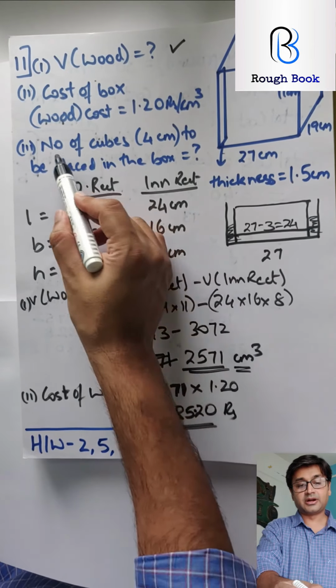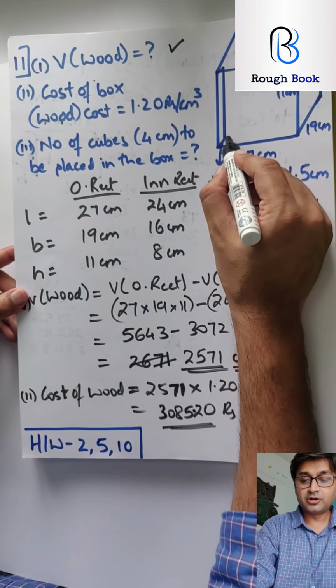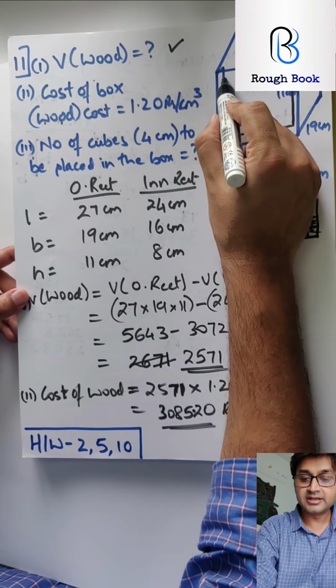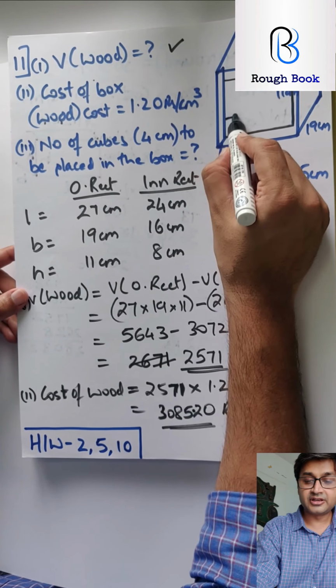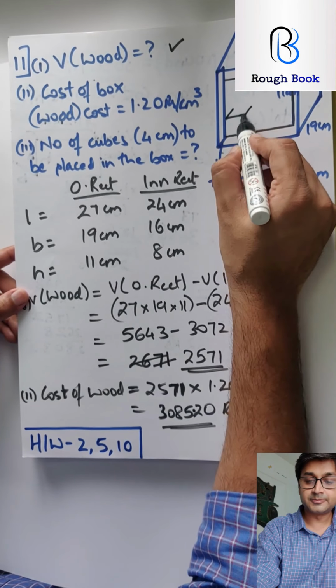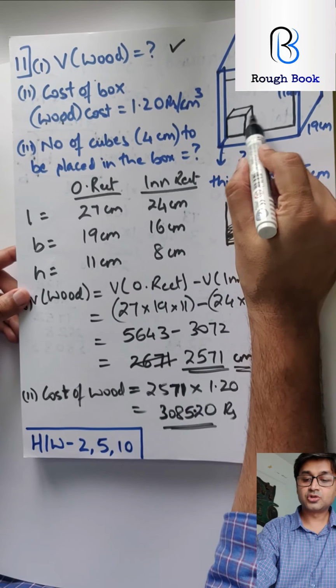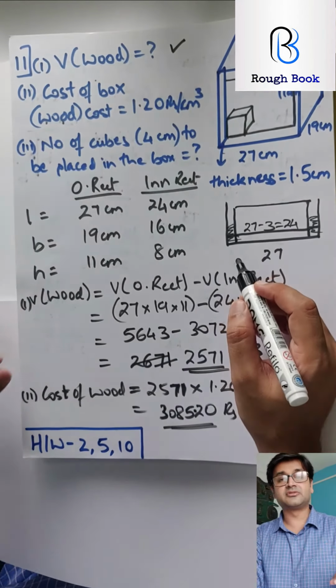Yeah. Now for the last part. Number of cubes 4 centimeter to be placed inside. So what they're doing is, let's say this is the inner space available. Alright, after the thickness, this is the inner space available. Inside that they are fixing smaller boxes. Each box is 4 centimeter. So one more, second, third, fourth, likewise. So question is, how many boxes will fit in?